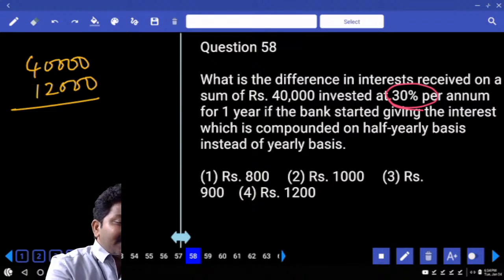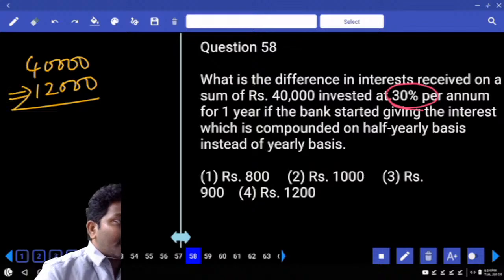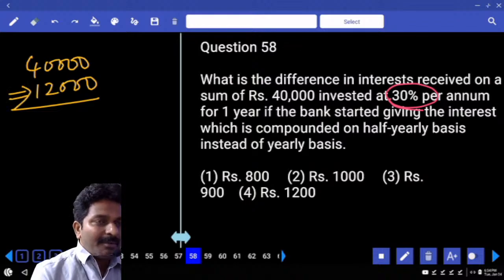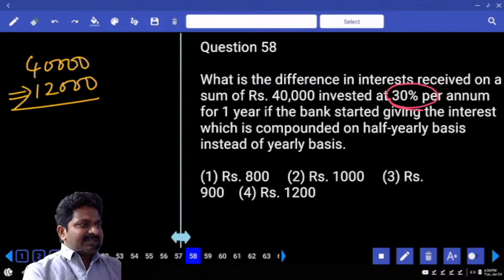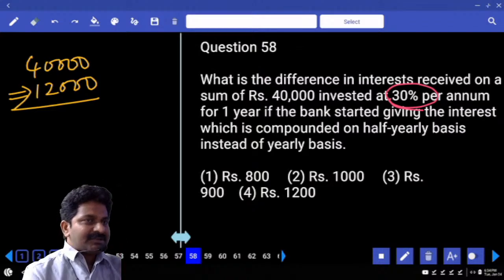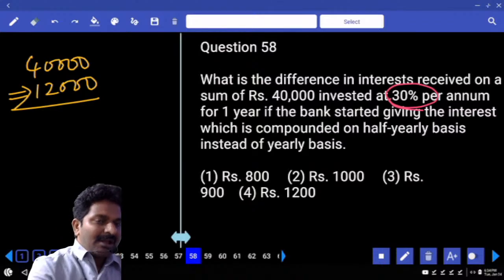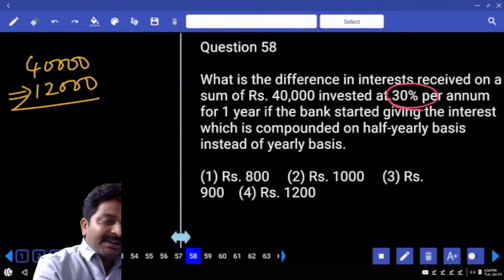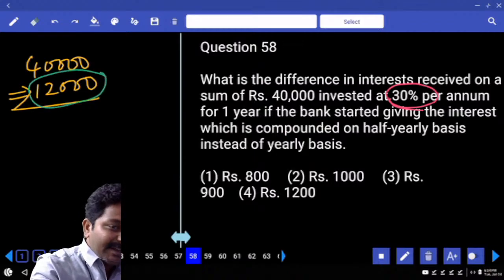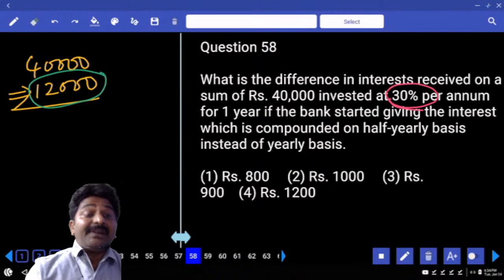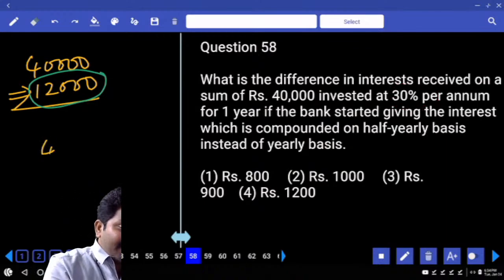12,000. How much interest are we getting? 12,000. The question is completely based on interest, so I am concentrating only on the interest part. If it is calculated yearly, we will get 12,000 interest. Agreed? Now if it is compounded half yearly, let's see.